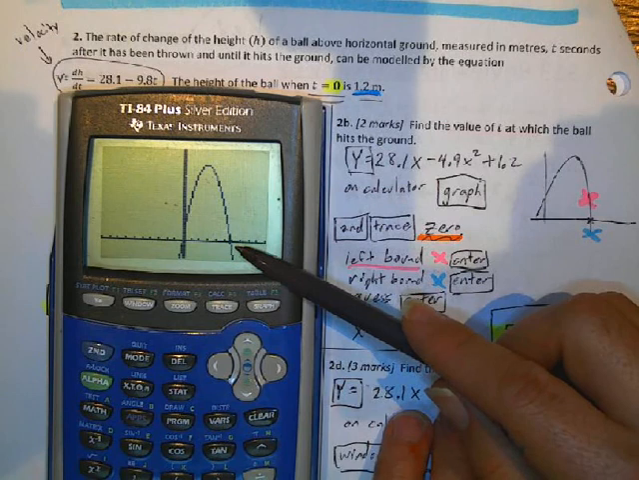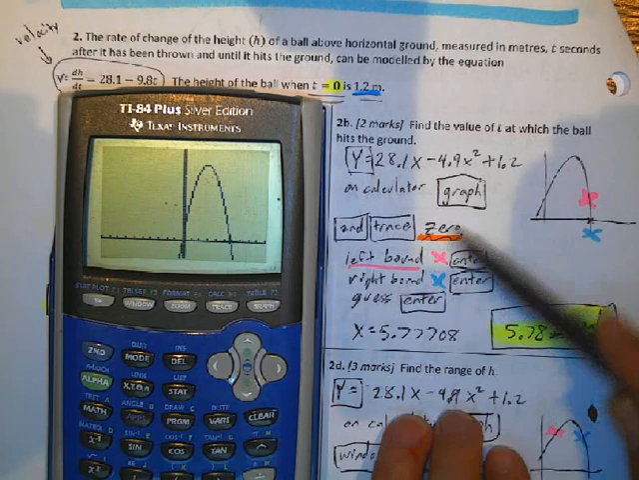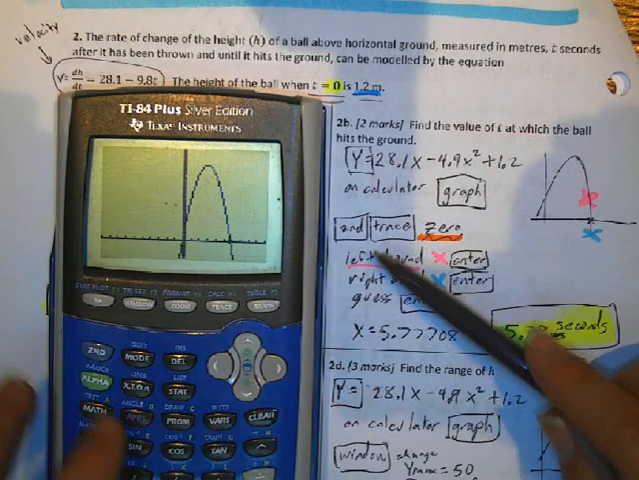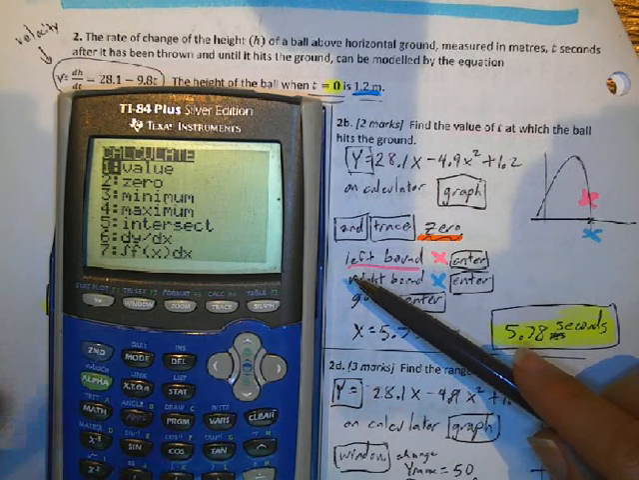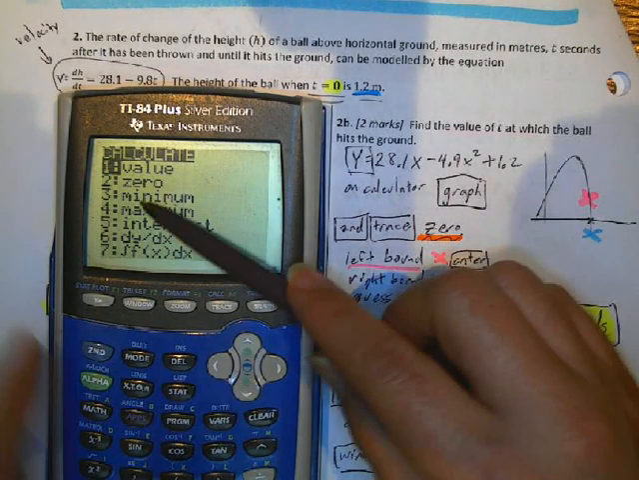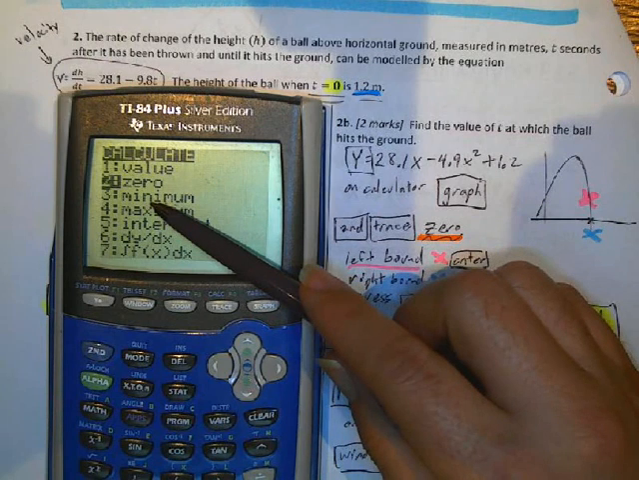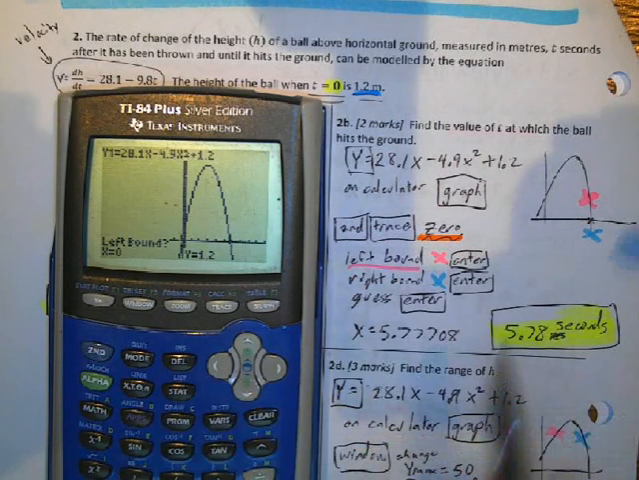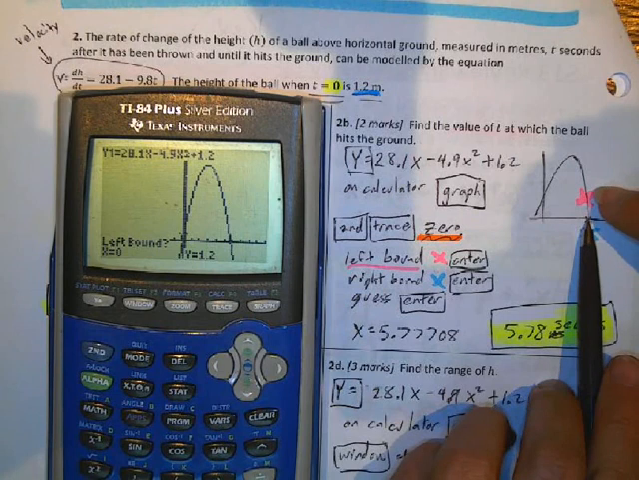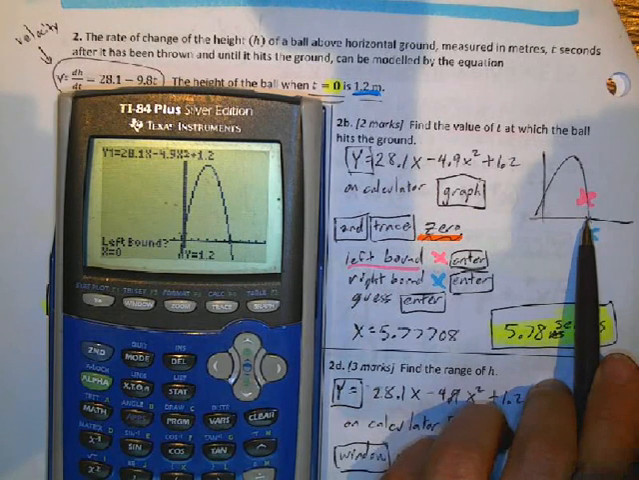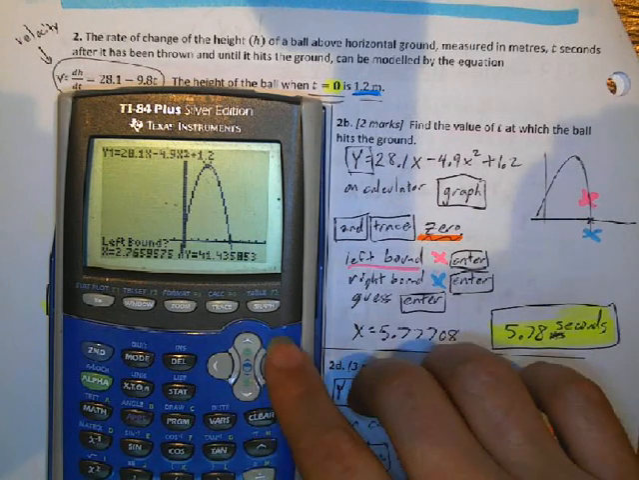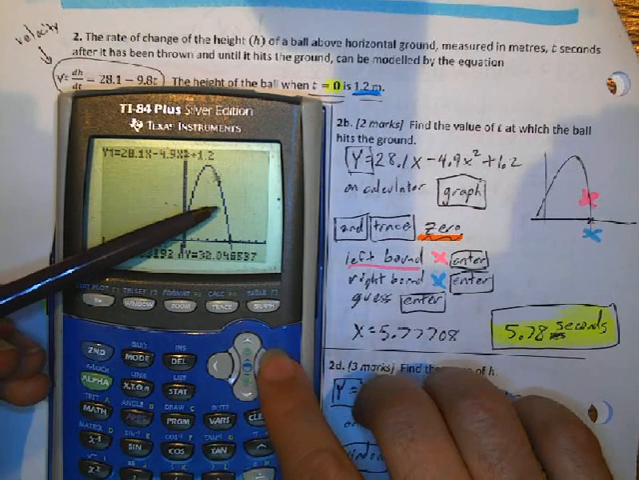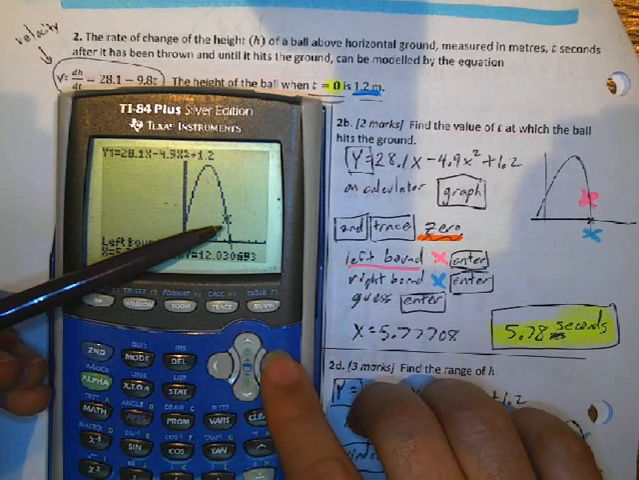So to figure this out, I have to do second trace, and then I'm going to choose 2 for 0, enter. And now I have to figure out the left bound, so I need to go to the left side of where my pen is pointing. So I'm going to have to hit the right arrow here. So see on my graph how it's changing over here. The right arrow gets me closer to it, and I'm going to hit enter.